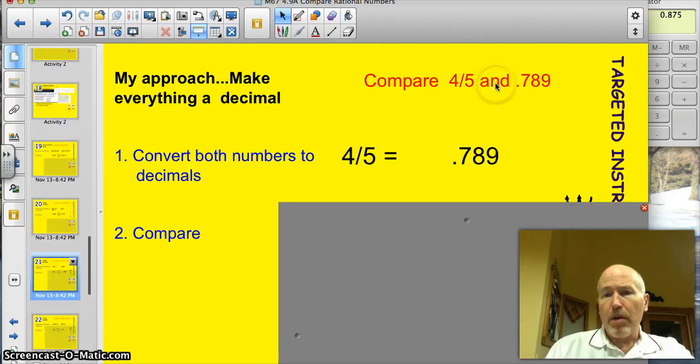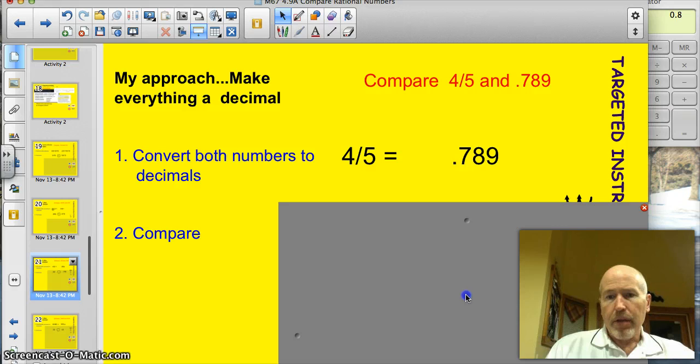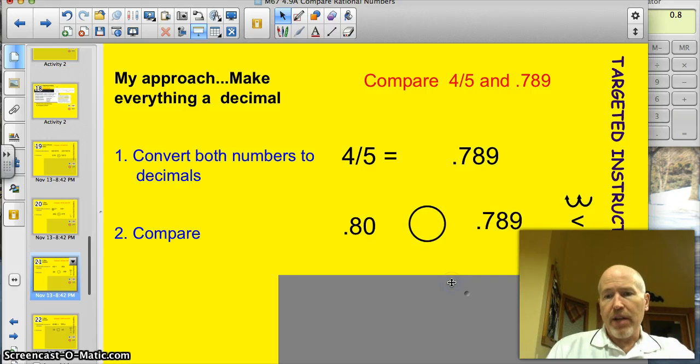Here's another one. Compare 4/5 and 0.789. Well, we're lucky here. This one's already a decimal, so we don't even have to convert that. So we just have to convert 4/5. So just grab your calculator, clear it out. 4 divided by 5. Bam! 0.8. All right, so now you got 0.8 and 0.789. Which one's bigger? Pretty simple, right? You can do this.